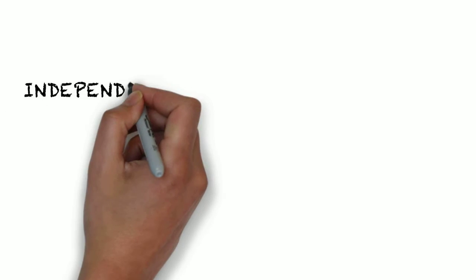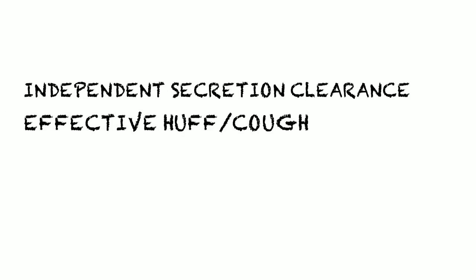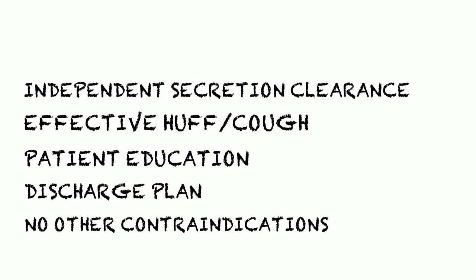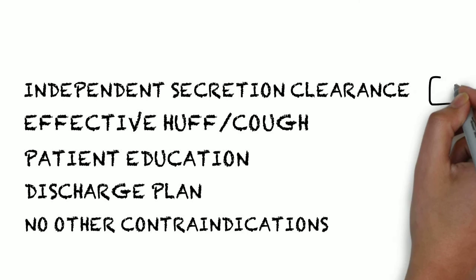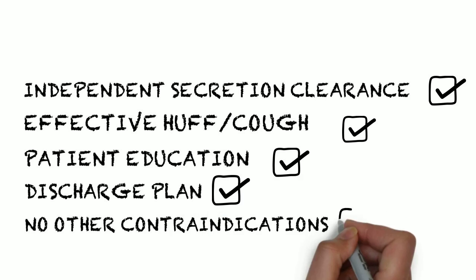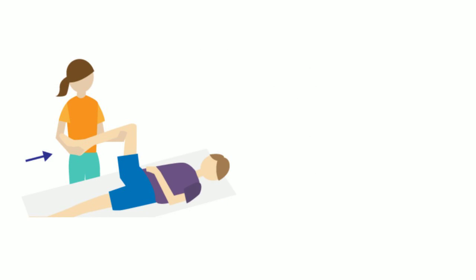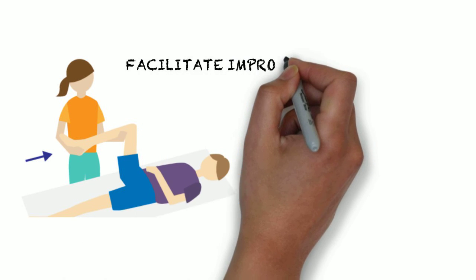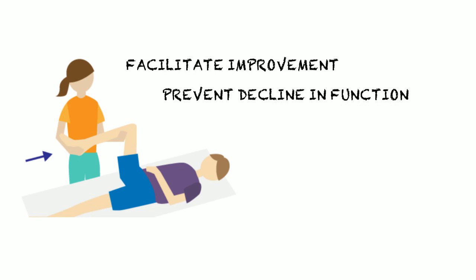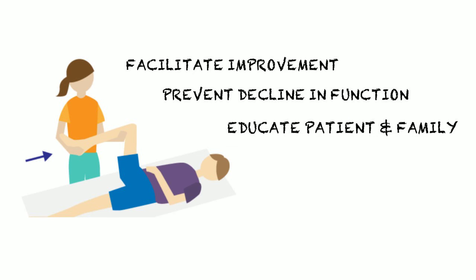Once he is effectively clearing secretions on his own, develops an improved cough, and his other treatment goals are met, John, his family, and healthcare team prepare for his discharge home. His physiotherapist has recommended that he make appointments for home physiotherapy or outpatient care to facilitate continued improvements and prevent decline in function. Prior to discharge, the physiotherapist makes sure to properly educate John and his family on the importance of treatment adherence and lung function maintenance so that he can avoid complication.